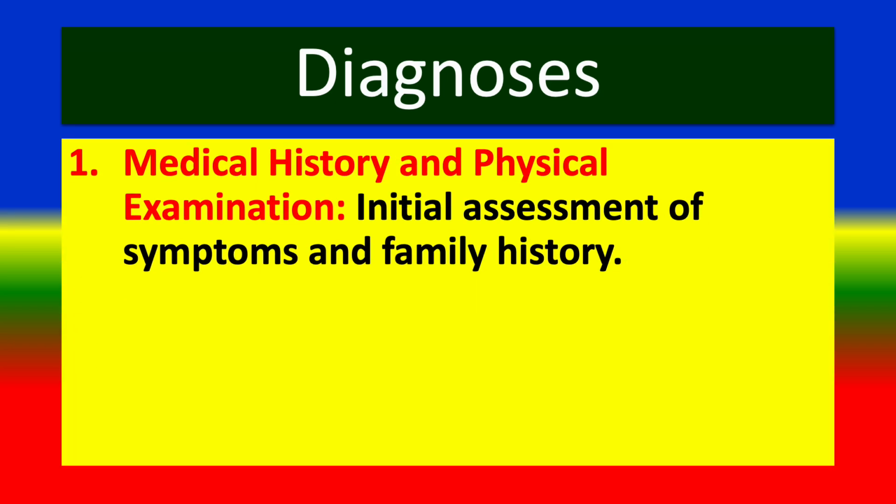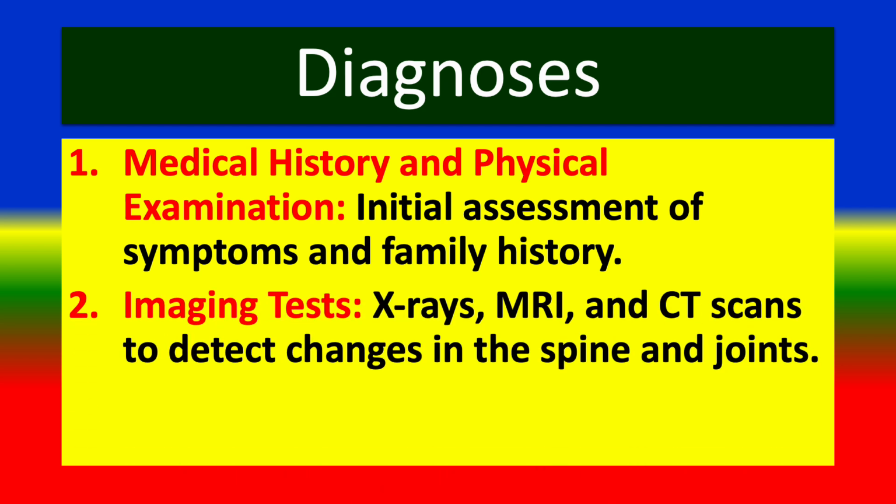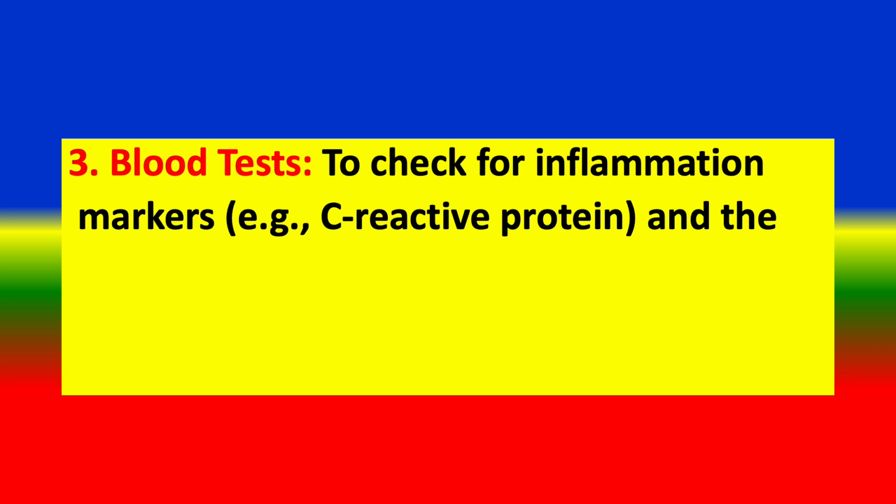Diagnosis. 1. Medical history and physical examination. Initial assessment of symptoms and family history. 2. Imaging tests. X-ray, MRI, and CT scans to detect changes in the spine and joints. 3. Blood tests to check for inflammation markers, for example C-reactive protein, and the HLA-B27 gene.